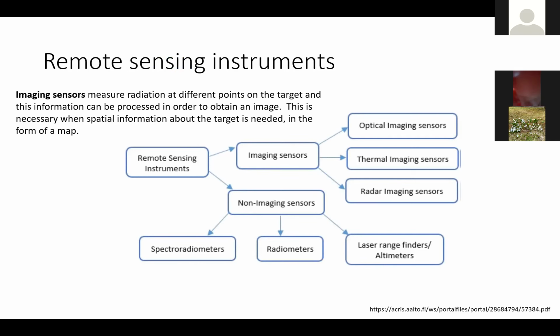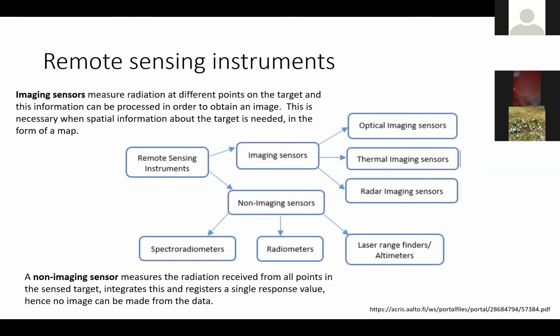Imaging sensors measure radiation at different points of the target, and then this information is processed in order to obtain the image. Those sensors are used when we are interested in the spatial information around the target, and when we need the information in the form of a map.